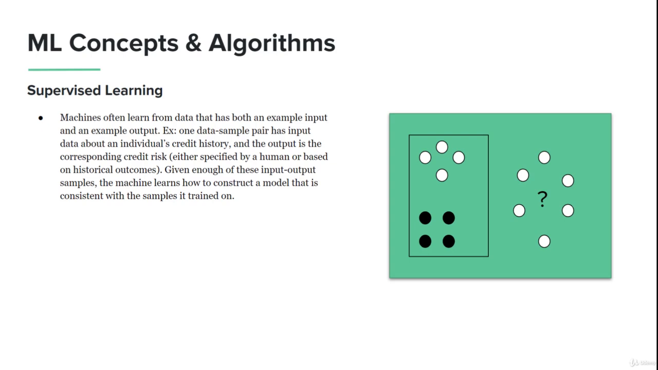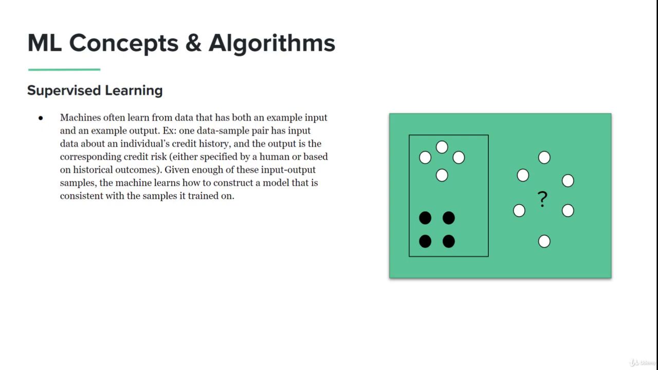So given enough of these input and output samples, the machine learns how to construct a model that is consistent with the samples it trained on, right? Just like I was mentioning the example of when you go out looking to get a credit card, you're going to be filling out an application and putting in certain types of information about yourself, about your income, your job, maybe the area that you're living in, your location, right? All of these different things.